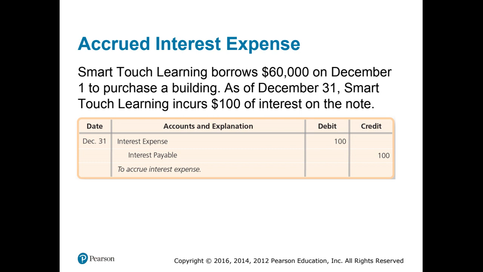Accrued interest expense. So we borrowed $60,000 on December 1st to purchase a building. And then on December 31st, we incur $100 of interest on the note. So we are going to debit our interest expense by $100, and we are going to credit our interest payable by $100, and then our note is to accrue interest expense.